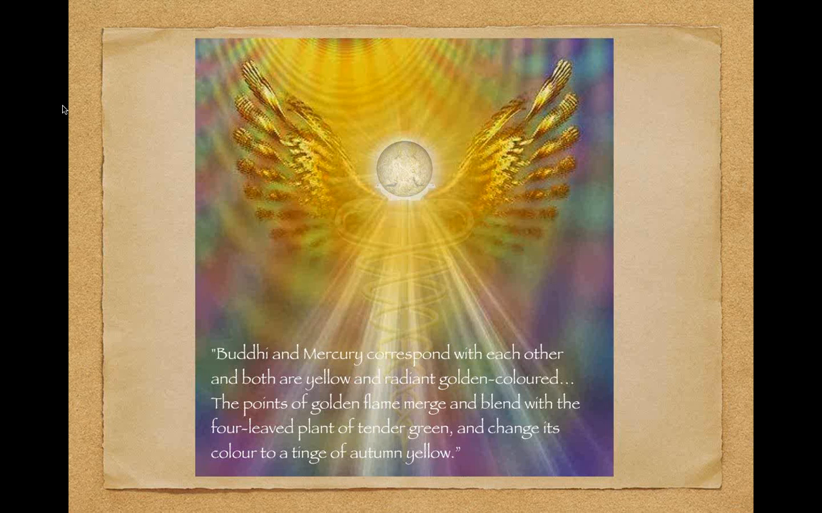So we'll end this survey of gold and yellow by noting that the pupils of the planetary school on Mercury, a fourth ray sacred planet, are called the sons of aspiration, or the points of yellow light. And we're told they have a close connection with our Earth scheme, which is referred to in this old commentary. Buddhi and Mercury correspond with each other, and both are yellow and radiant golden colored. The points of golden flame merge and blend with the four-leaved plants of tender green and change its color to a tinge of autumn yellow.